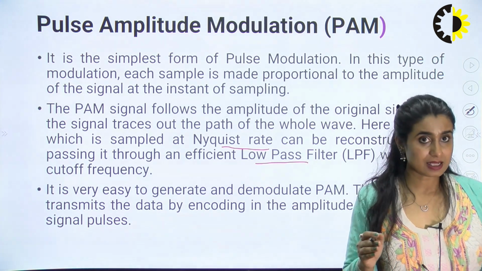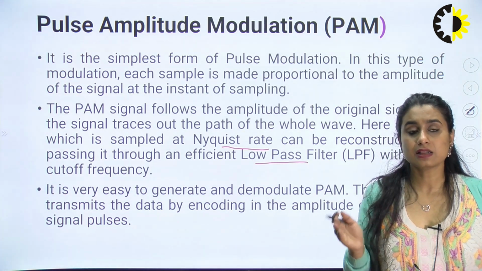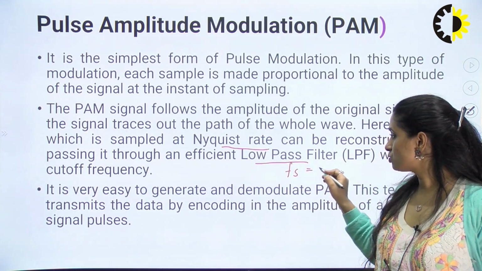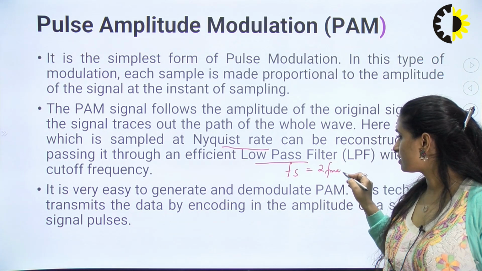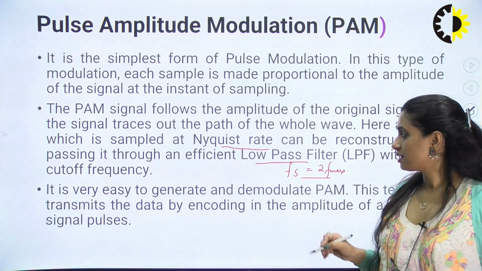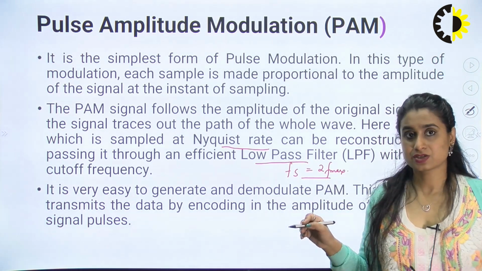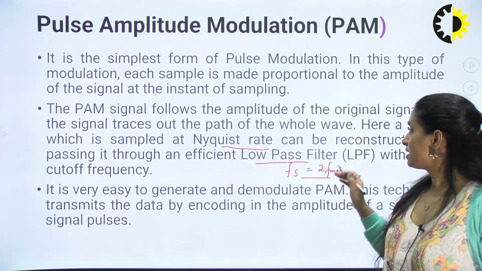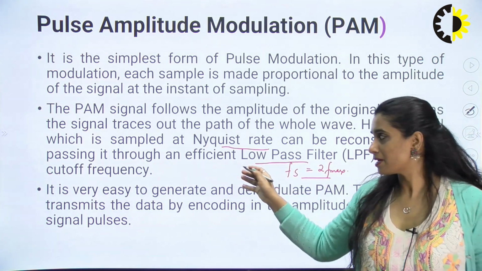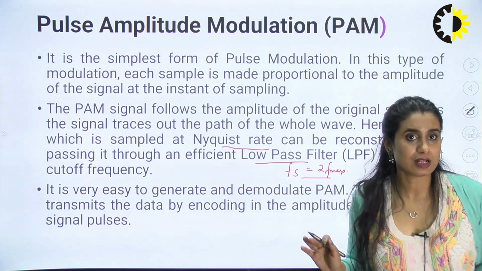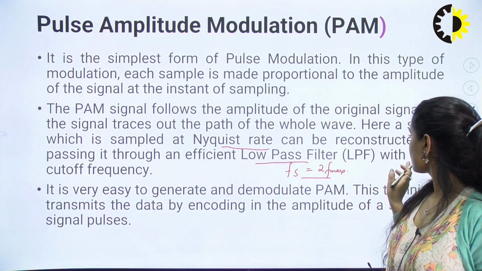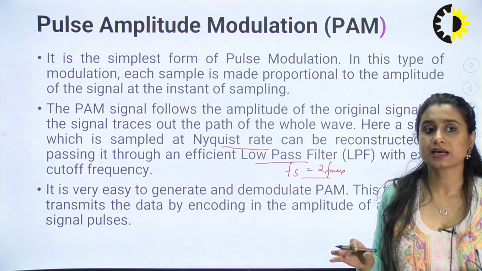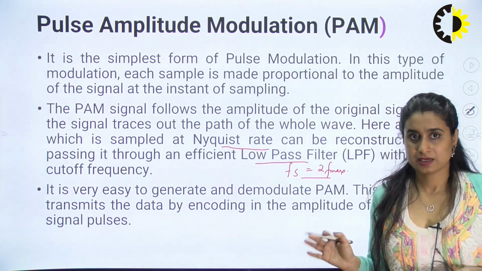We know what sampling at Nyquist rate is. When we sample a wave at the lowest sampling frequency, that is when we keep fs equal to twice the maximum frequency content of the message, then sampling at this rate is called the Nyquist rate. If we sample at this rate, then it can be reconstructed by passing it through an efficient low-pass filter with exact cutoff frequency, which is a well-known fact. Now it is very easy to generate and demodulate PAM signals.